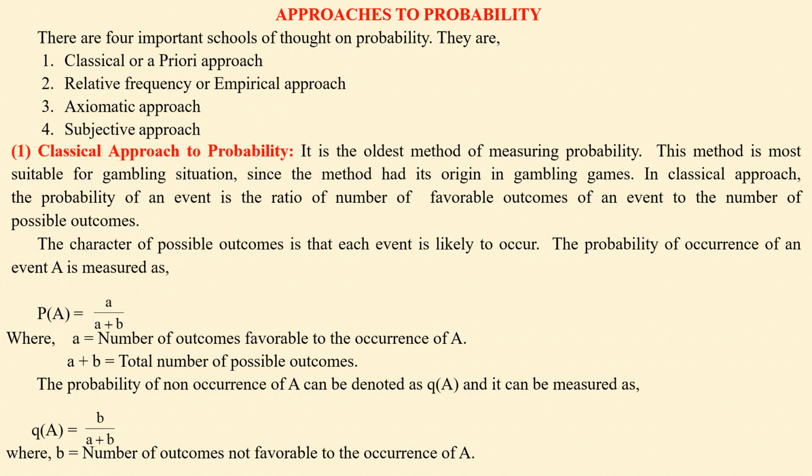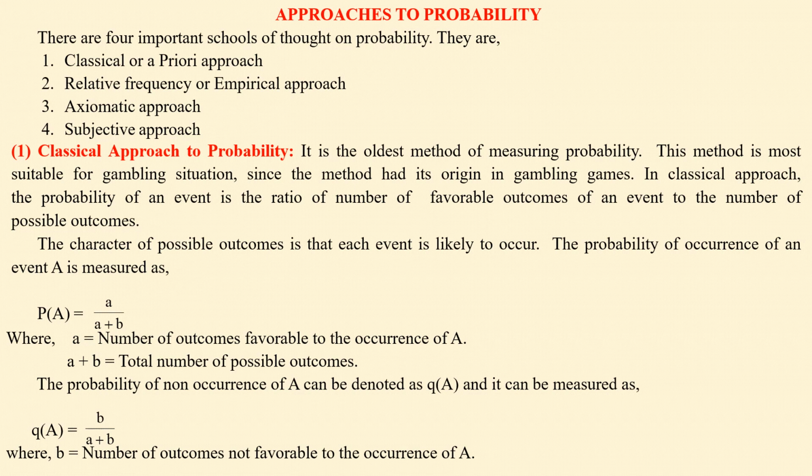First one, classical approach to probability. It is the oldest method of measuring probability. This method is most suitable for gambling situation, since the method had its origin in gambling games. In classical approach, the probability of an event is the ratio of number of favorable outcomes of an event to the number of possible outcomes.